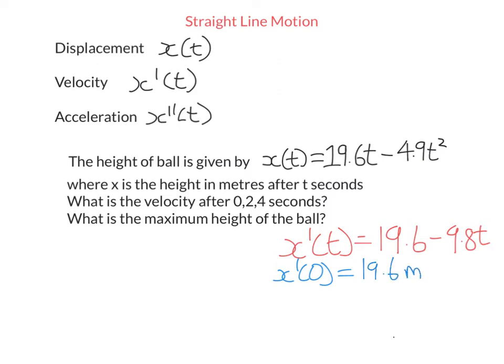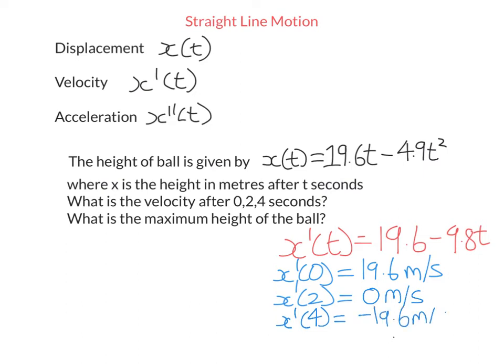Because x is in meters and t is in seconds, it's meters per second. If I want to know the velocity after 2 seconds, I substitute t equals 2. In that case, I get 0 meters per second. And if I want to know the velocity after 4 seconds, I substitute in t equals 4, I get minus 19.6 meters per second. So positive velocity means the ball is going up, 0 velocity means the ball stops, and negative velocity means it's coming back down.